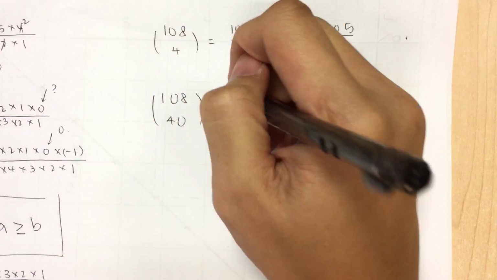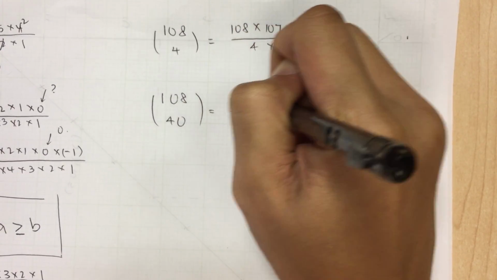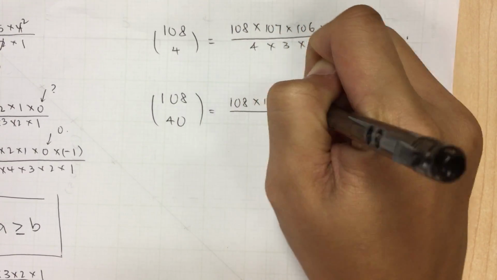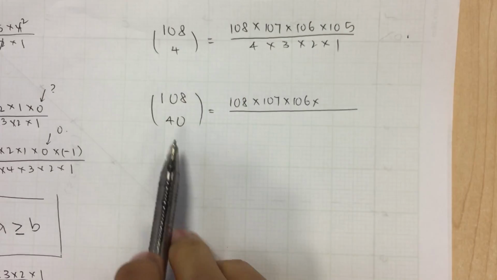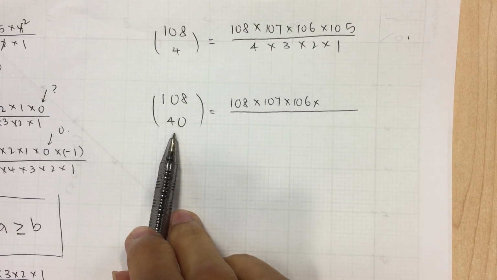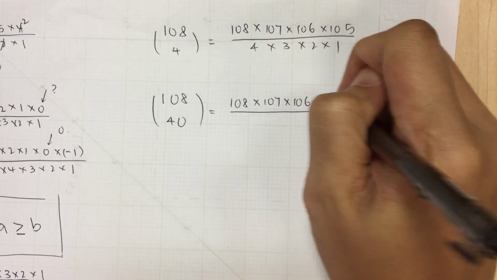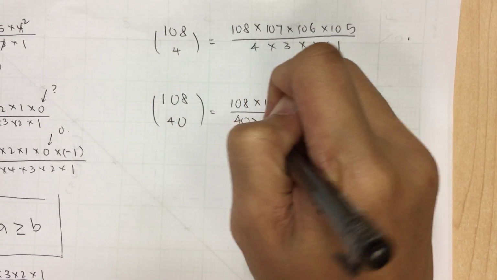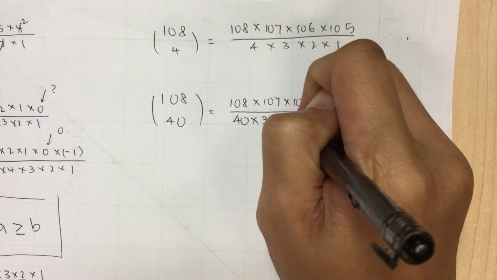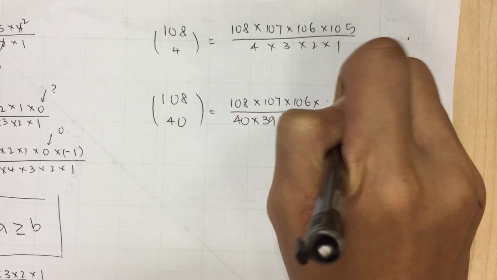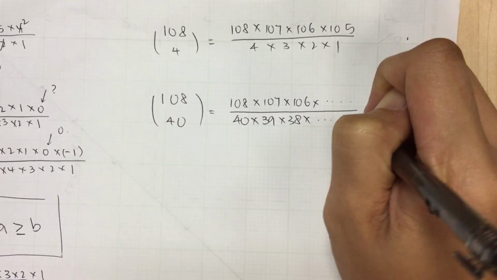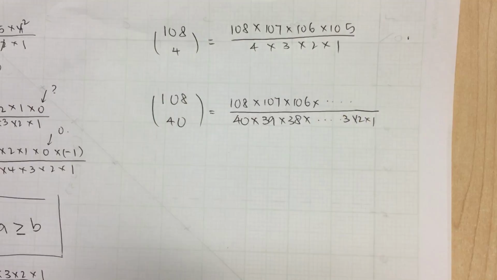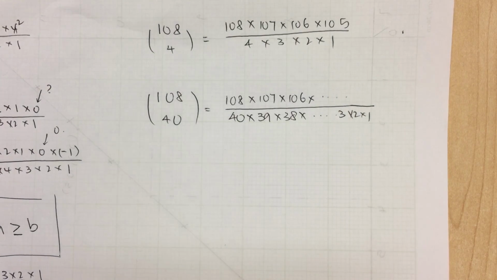Maybe you would have realized that I need to have... wow, how many items am I going to write? I'm going to write 40 items. So there's going to be 40 items over here. And how about this one? At the bottom, I'll have 40 times 39 times 38 and so on and so forth, times 3 times 2 times 1. Can you see that this is going to be very troublesome for us to write?